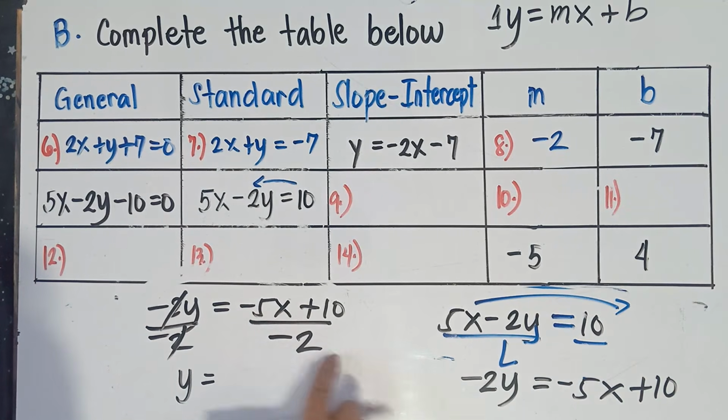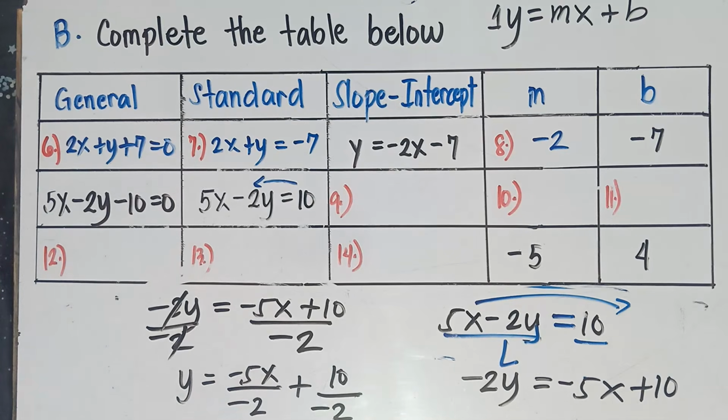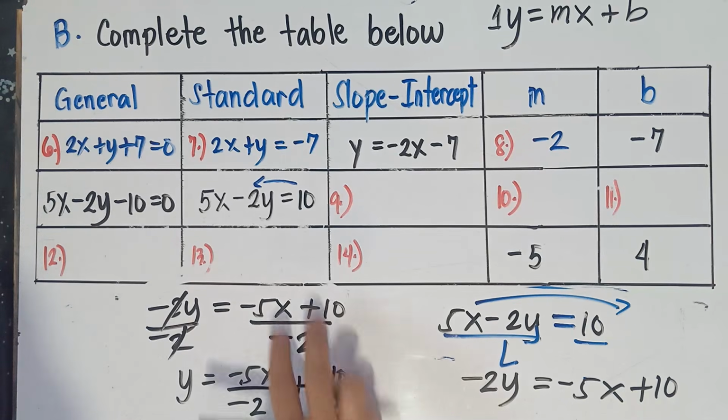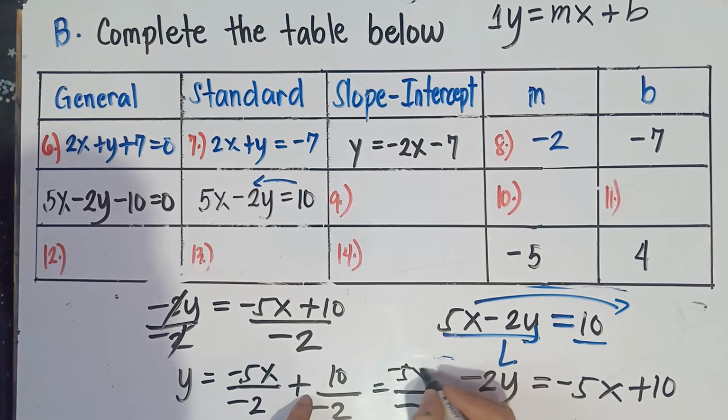Once again, class, we can write this one individually: negative 5x over negative 2 plus 10 over negative 2. This is just the same, class, because of the rules in fractions, if you still remember. If they have the same denominator, simply copy the denominator and then simply add the numerators, negative 5x plus 10.